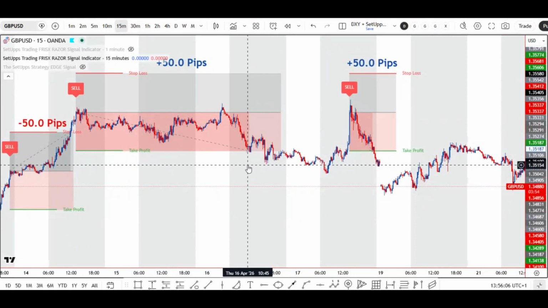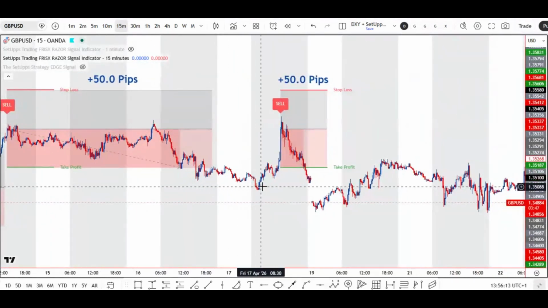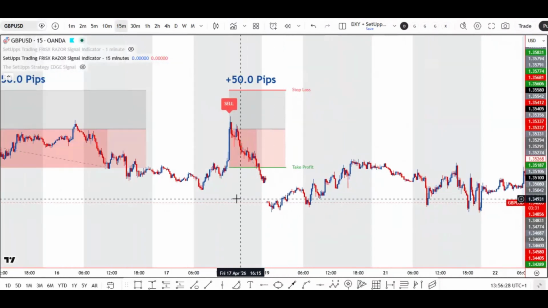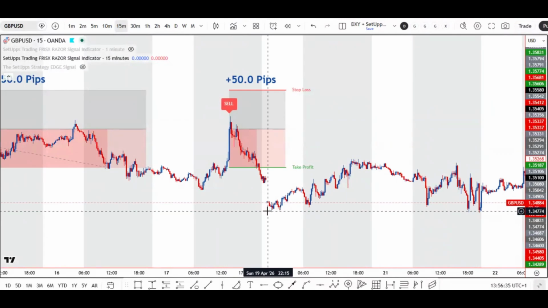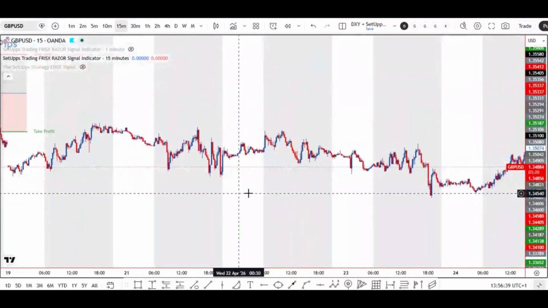So again, for people that work full time or haven't got the time to sit behind the screen, that is a great signal to use. Now, as said, you can watch my other videos to see the signal on the 1 minute chart, and that is again for more scalpers and intraday traders. Now we had another signal on Friday the 17th, and within about 6 hours, from 1:45 to about 9, that hit take profit, and that was a profitable one.